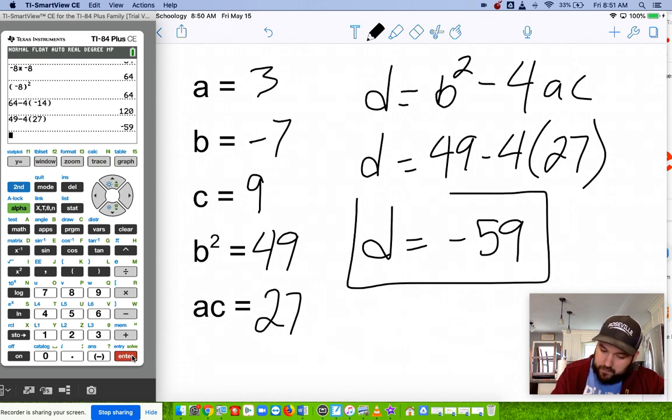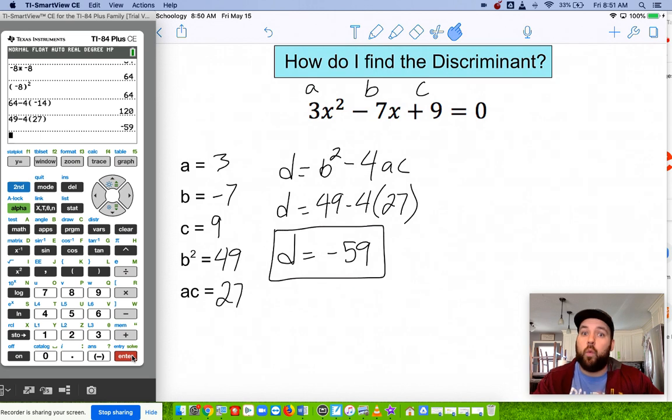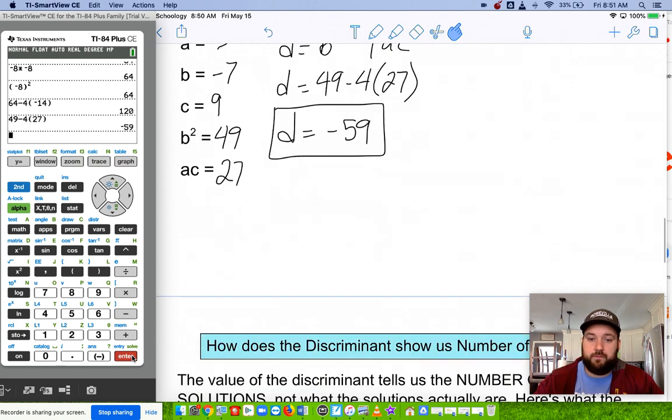Okay, again, that's not one of the answers. That's not how many answers there are. We're going to talk in just a moment about what that number means. Just understand that the discriminant value is negative 59 for this equation.